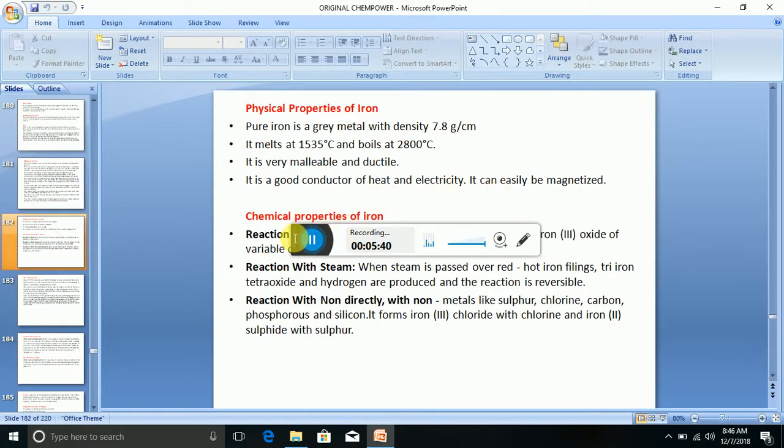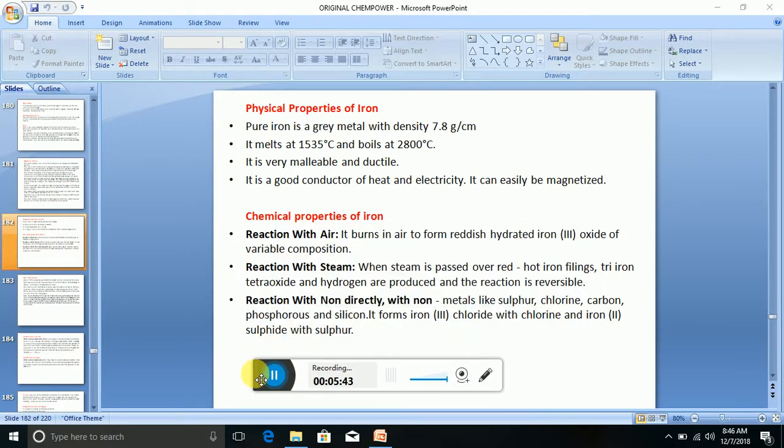Physical properties of iron. Pure iron is a gray metal with density of 7.8 gram per cm cubed. It melts at 1535 degrees Celsius and boils at 2800 degrees Celsius. It is very malleable and ductile. It is a good conductor of heat and electricity. It is easily magnetized.